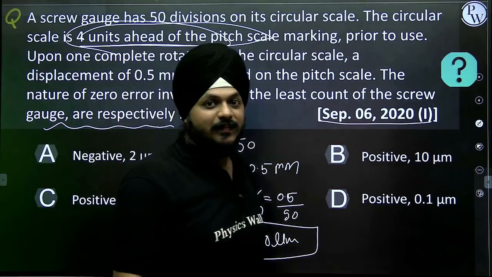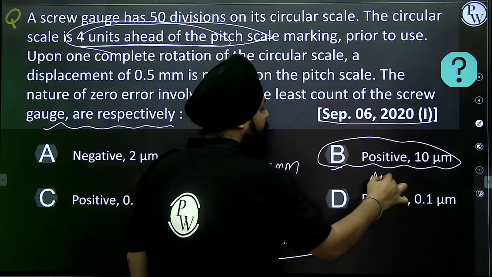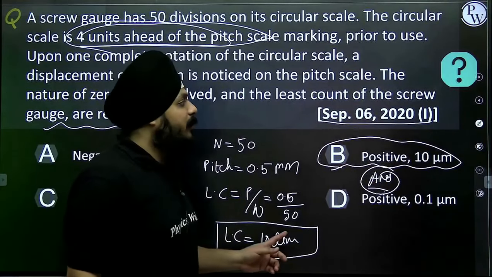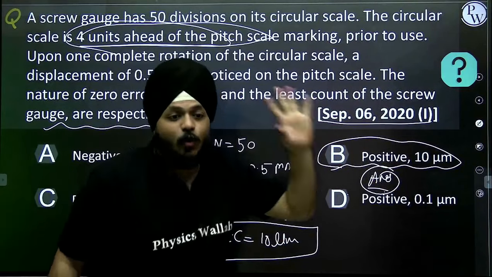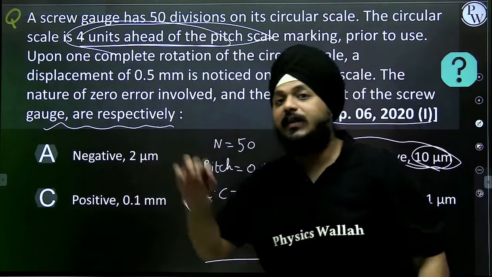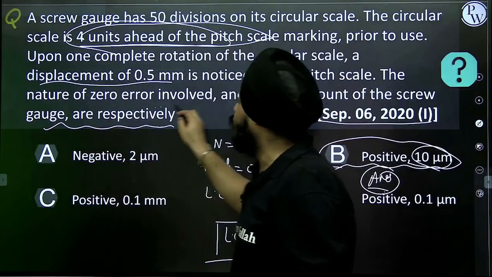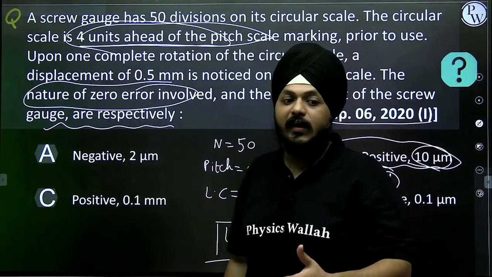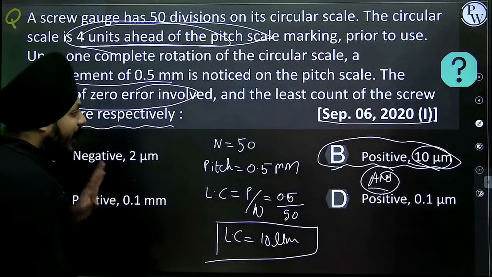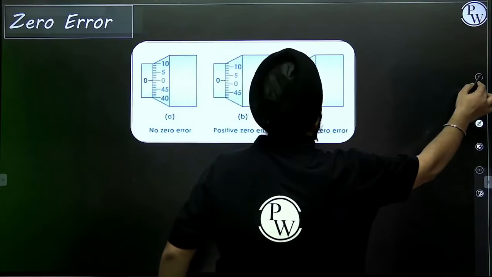What does it mean? Right now I am saying this is a positive 10 micrometer answer. Least count is not going to change, but we have to take the nature of the zero error into account. We got our least count as 10 micrometer, but whether it is positive or negative we are going to see in just a couple of minutes. Zero error I haven't explained till now: what is a positive zero error, what is a negative zero error. So right now just consider this is 10 micrometer and the rest we will see now. Okay, see, zero error.